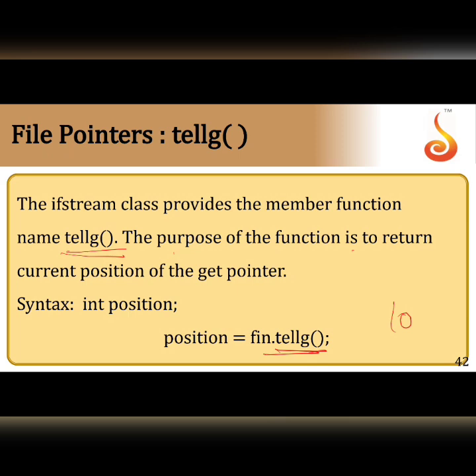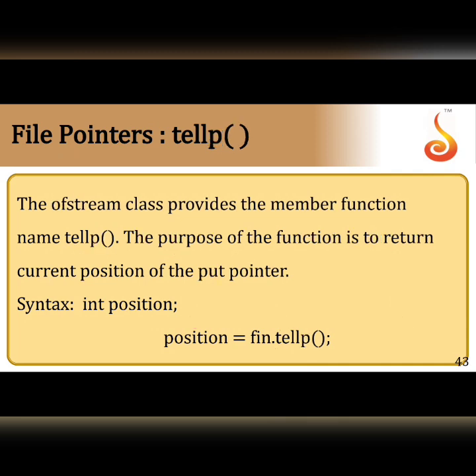The stream class provides a member function tellg. The purpose of this function is to return the current position of the get pointer, which will be an integer. That is why I am having an integer variable here which will hold the return value. The same way I have tellp which will return the current position of the put pointer. Fine, the get and the put pointers.